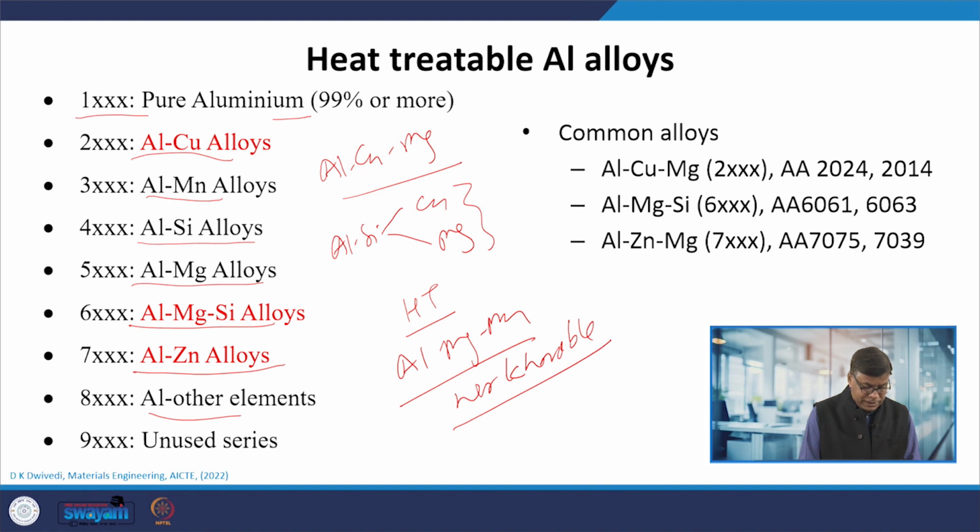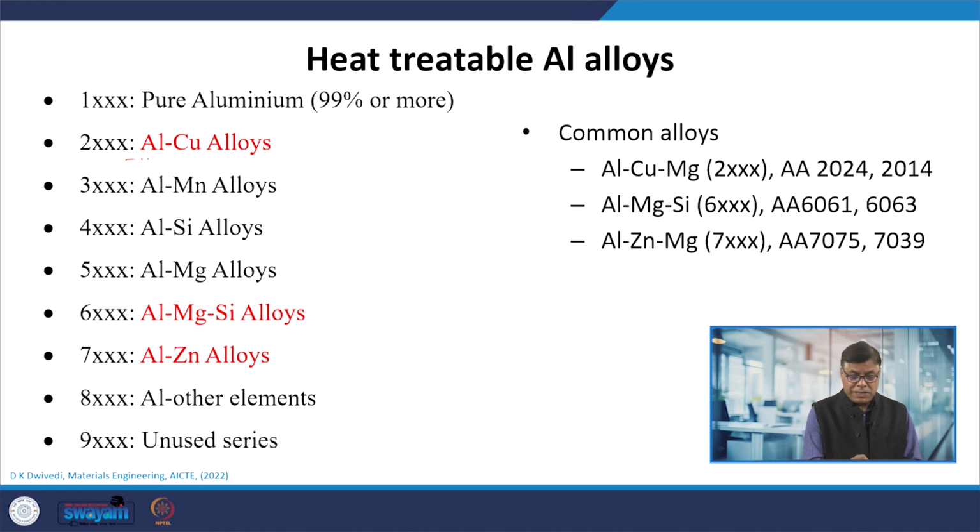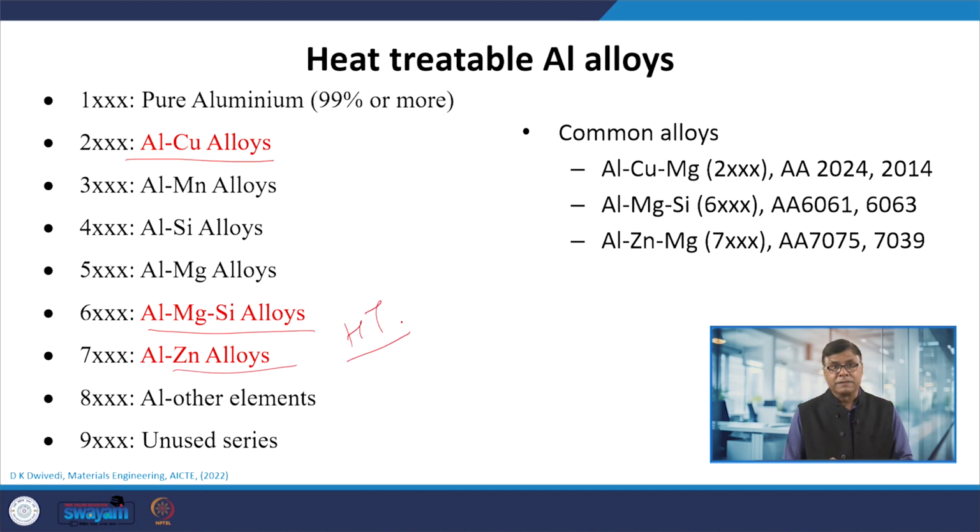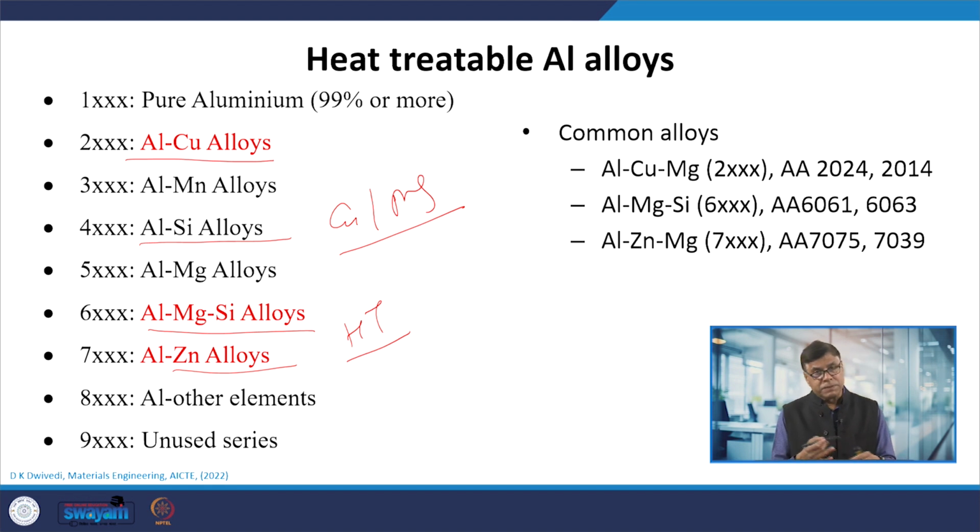If you see here, those which are highlighted in red are heat treatable aluminum alloys. And even in the case of the 4000 series aluminum alloy, when we have copper and magnesium, these also respond to the heat treatment. So, these can also be classified as heat treatable aluminum alloys, especially in the presence of these two alloying elements.